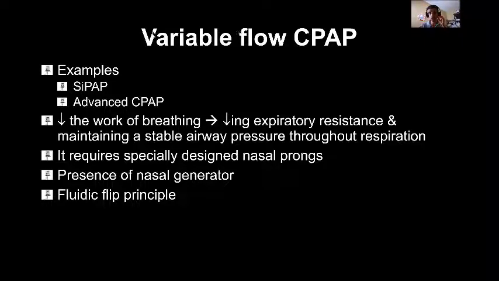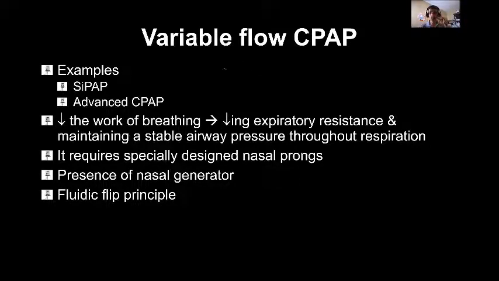And variable flow CPAP can be standard CPAP, it can be high, bi-level CPAP or advanced CPAP. It decreases the work of breathing because we do not have an expiratory valve. We have a pressure generated by the machine through a flow to the generator. And from the generator, when the patient breathes out, it will breathe out to another port. It will not breathe back to the machine because of the generator at the nose. And that makes the difference between variable flow continuous CPAP and continuous flow continuous CPAP.